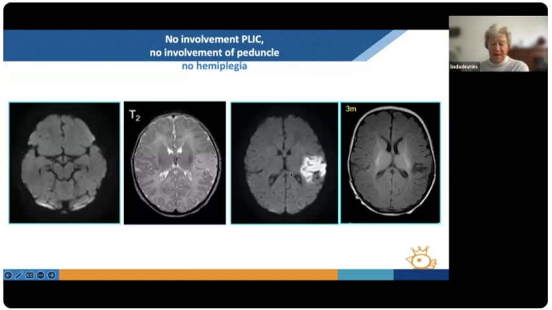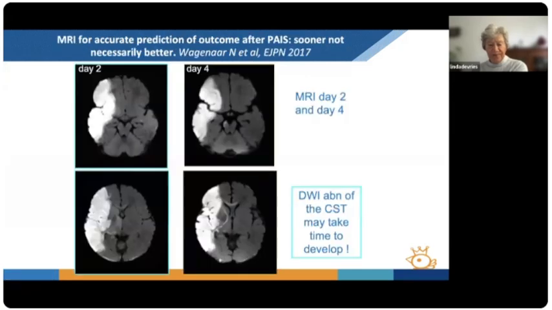Here we see what I mentioned before, loss of the cortical ribbon. You see that there's an area of high signal intensity, easier to see on the diffusion that it's abnormal. And then at 3 months, there is some cavitation over here, but the posterior limb of the internal capsule is preserved, and the child had no motor problems later on.